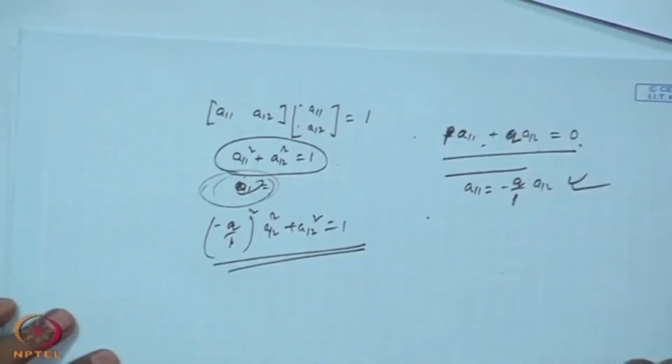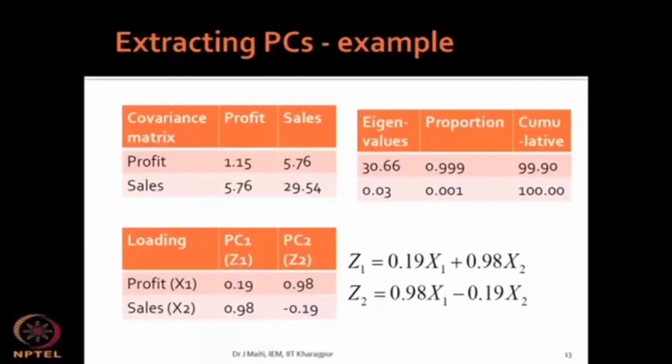Similarly, A21 and A22 you will be getting. So, the final one is this: your A11, A12, this is A21, A22, and you are getting the principal components Z1 and Z2. Okay. This is the manner of extraction of principal components.